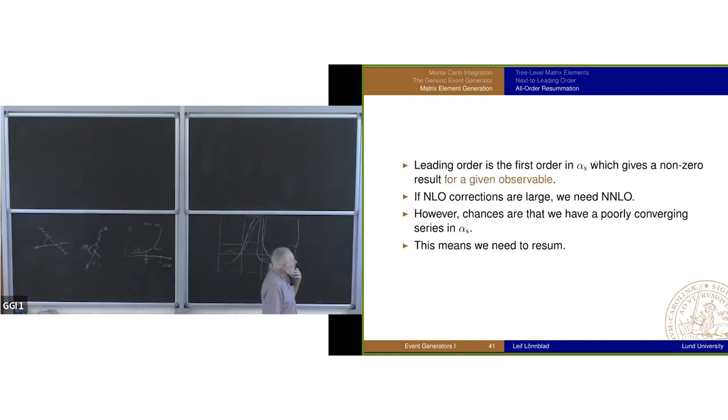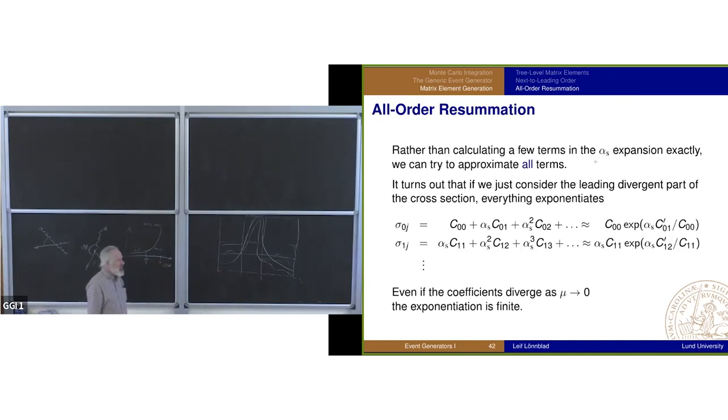That's where I was, yes. And this means we need to really think about what we're doing. And often you will find that you have large next to leading order corrections. Then you need to go to next to leading order. And then that is a whole other business that becomes really ugly. And if that has large corrections, then you need to do something else. You need to do a resummation.